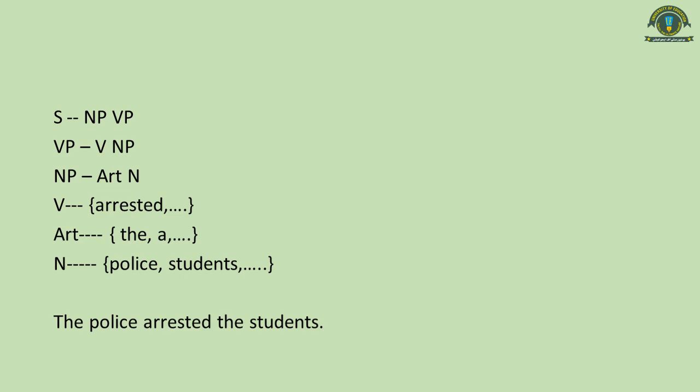And the sentence is what? The police arrested the students. So here the is the article, police is the noun, and when we talk about the noun phrase, the police is the noun phrase. Arrested here in this case is the verb, and arrested the students in this case is the verb phrase, and the students again, these are the noun. The is the article and students is the noun.